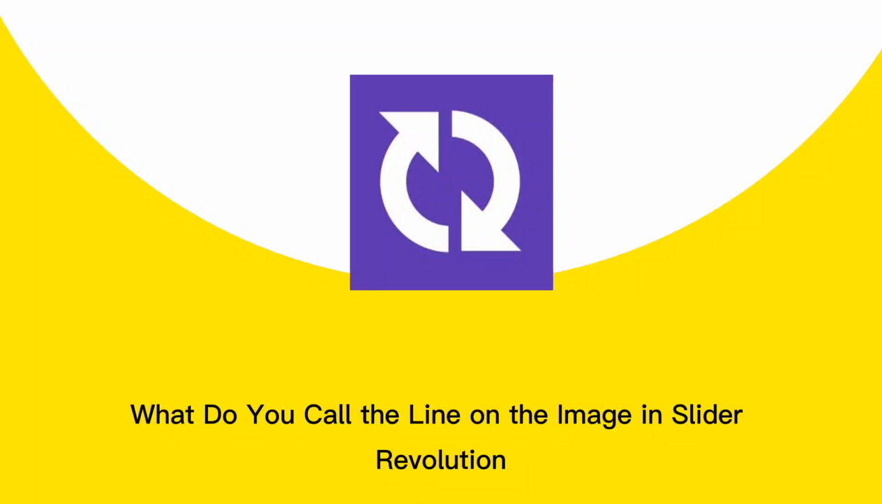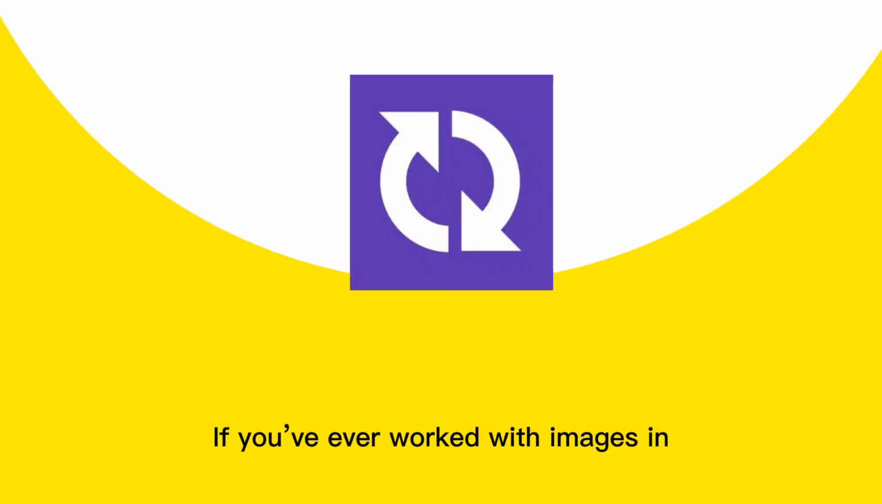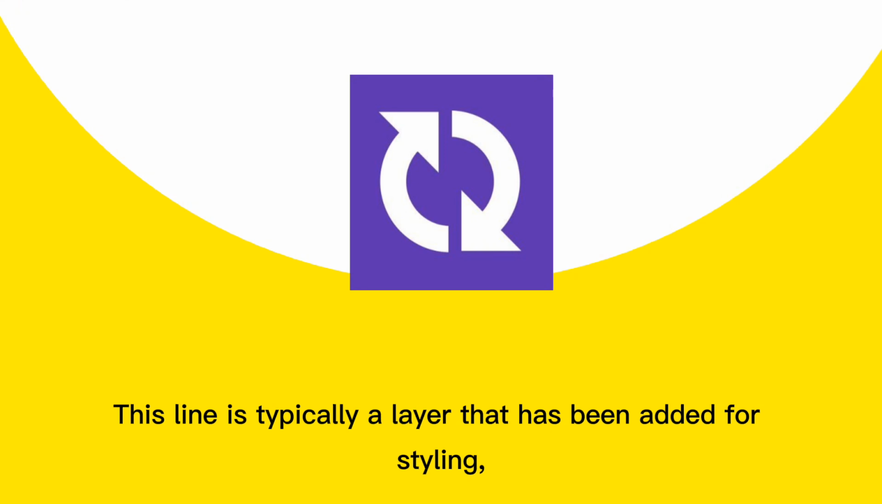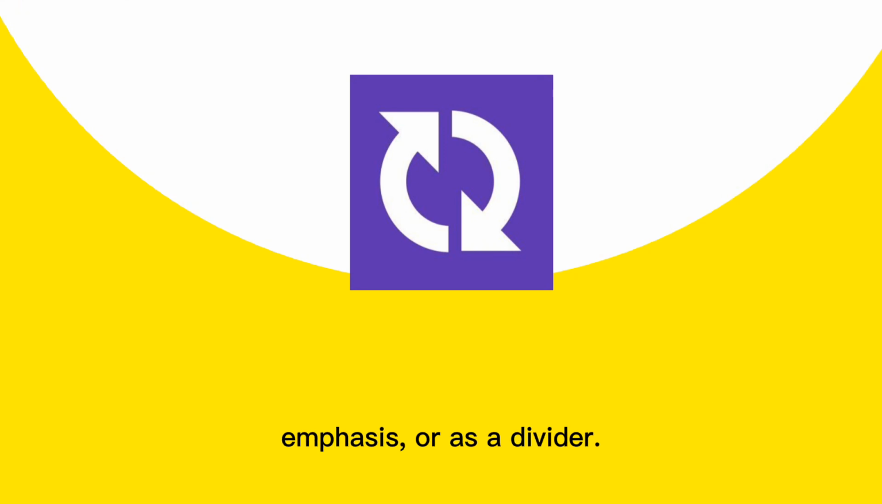What do you call the line on the image in Slider Revolution? If you've ever worked with images in Slider Revolution and noticed a line or divider showing up, you might wonder what it's called and how it works. This line is typically a layer that has been added for styling, emphasis, or as a divider.